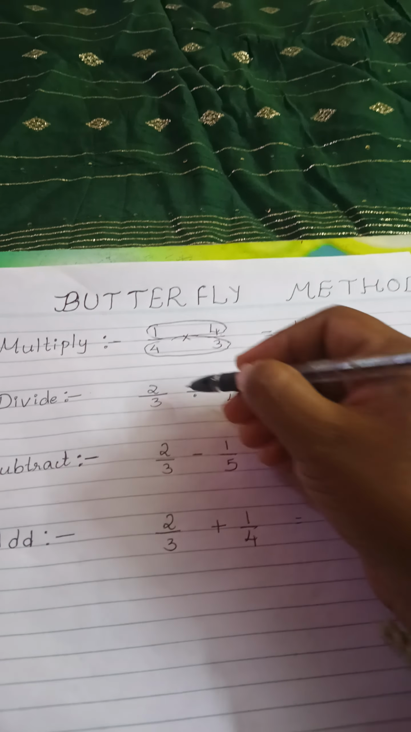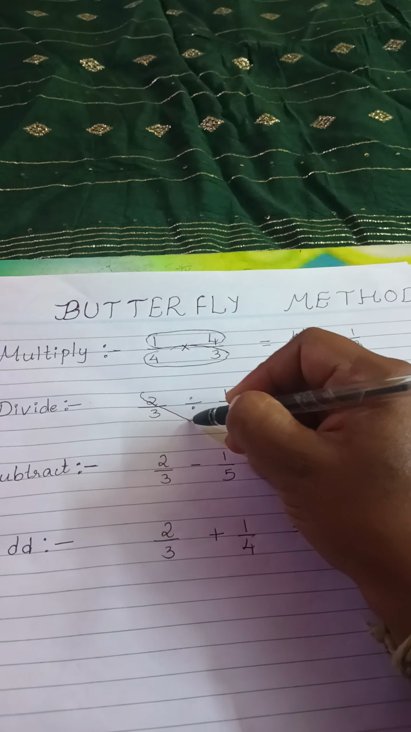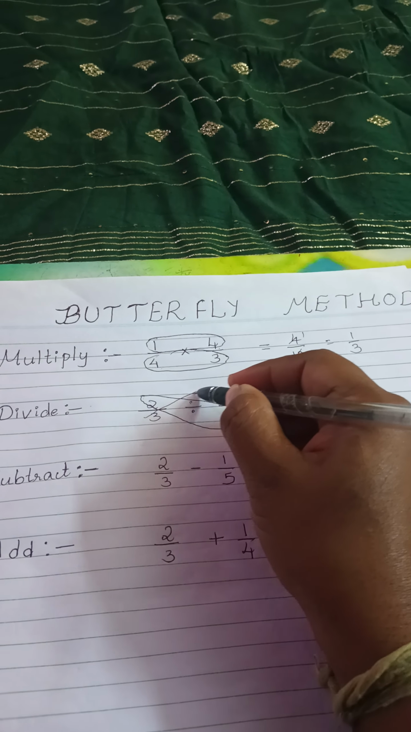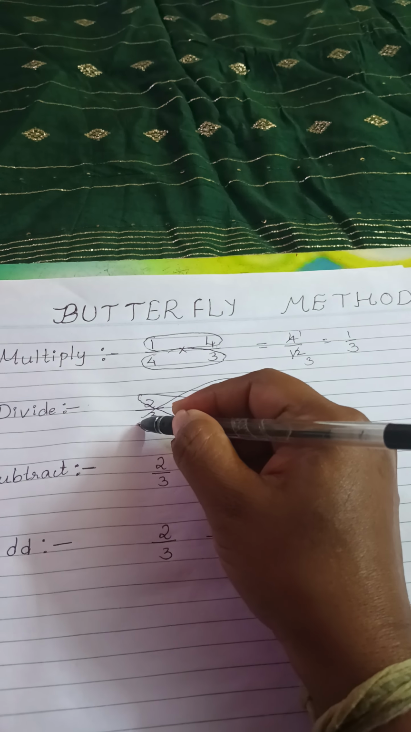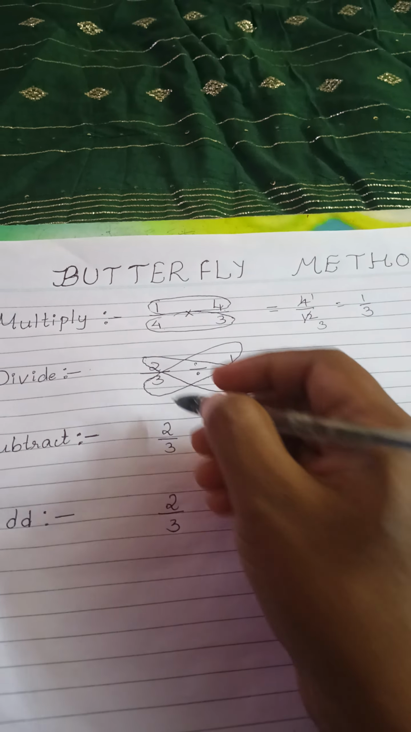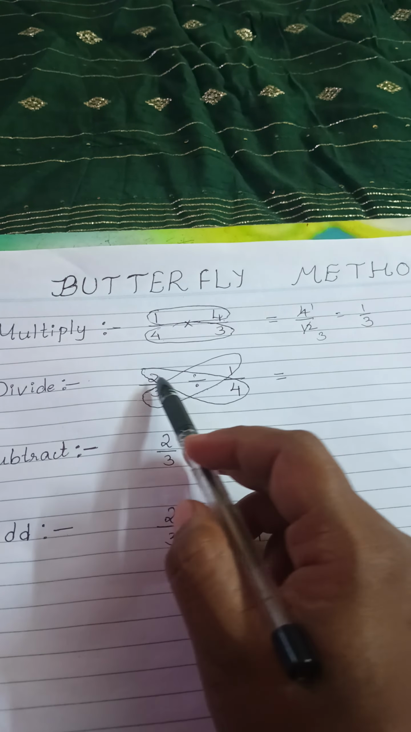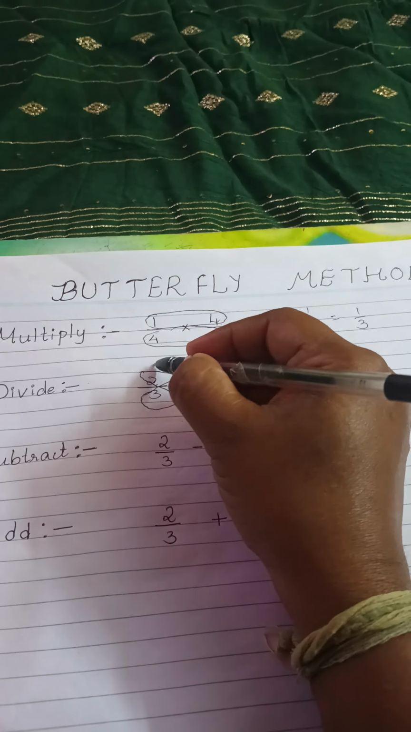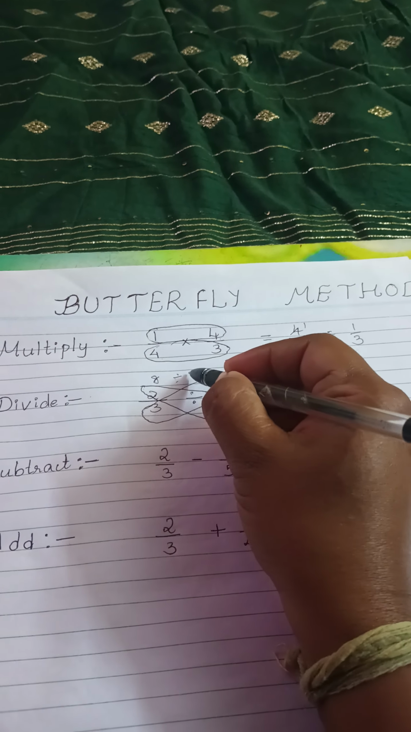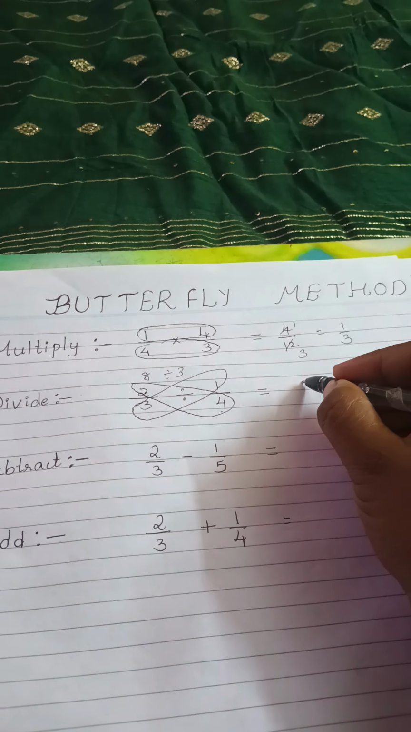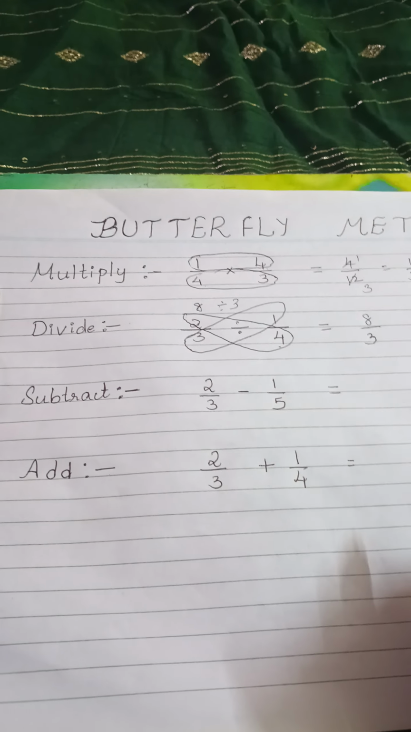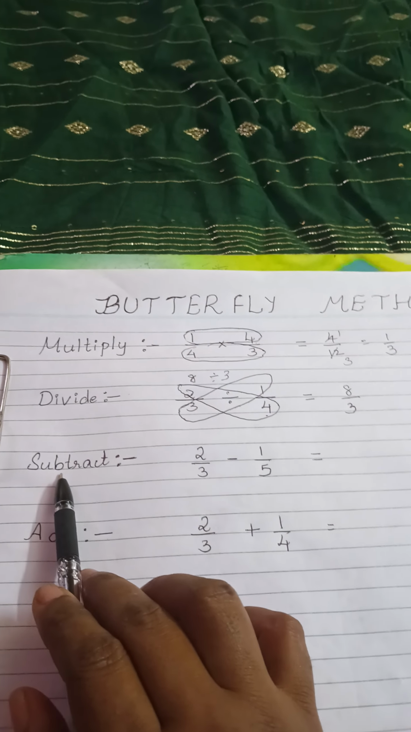So now division. This is another technique for the division, like this and like this. Okay. So how much will come? 2 fours are 8, 3 into 1 is 3. So that's why we'll keep it like this. 8 division 3.